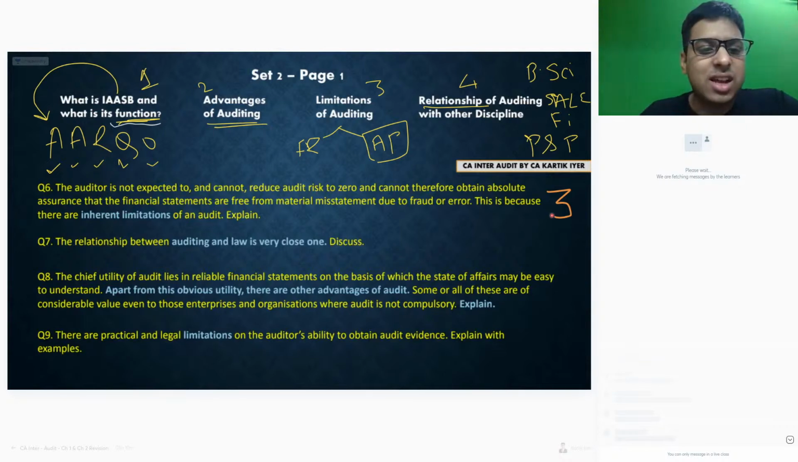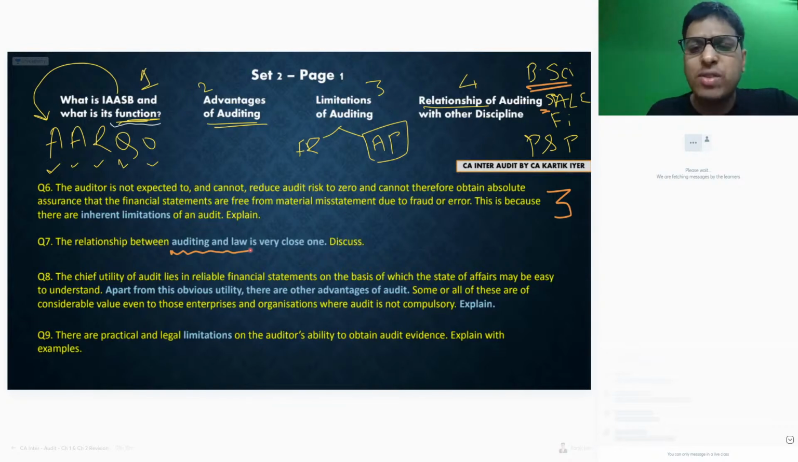Okay. Next, relationship between auditing and the law is a very close one, discussed. Now, this is an ICAI question. Understand, in the module or whichever textbook you are using, or if you are using my notes, in the exam they can ask you the relationship between auditing and behavioral science as a short note. They can ask you auditing and statistics as a short note. Similarly, here they have asked auditing and law. So this is basically a separate short note.